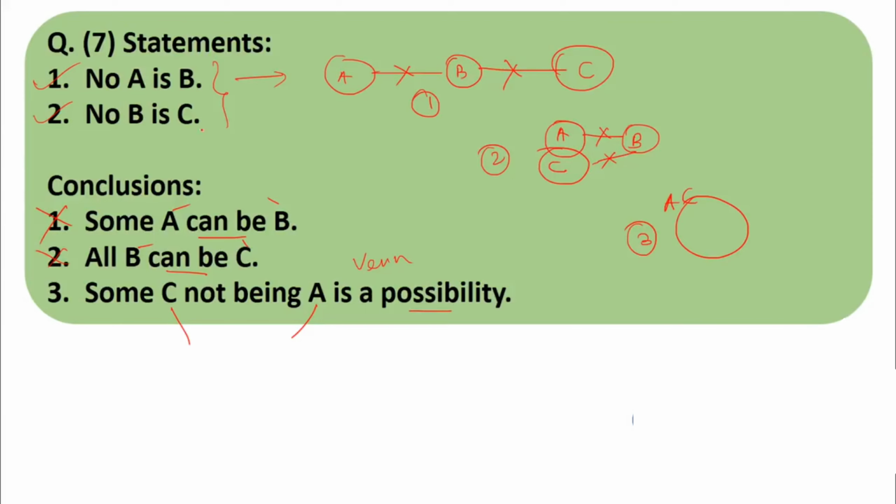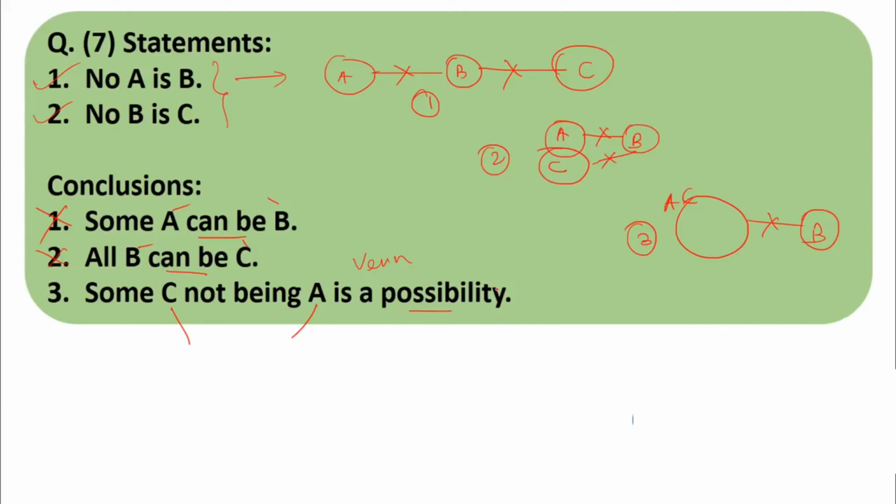Third diagram, let's try. No A is B. No B is C. Already C and A overlap, so no B is C. So this is also a valid diagram, because both the statements are satisfied by this diagram. So we have 3 possible diagrams.